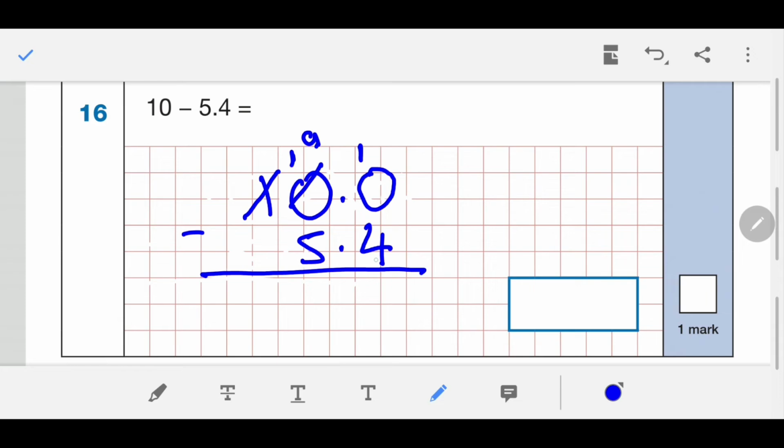10 subtract 4 is going to give us 6. 9 subtract 5 is going to give us 4, and 1 subtract, there's nothing to subtract from, so the final answer is 4.6.